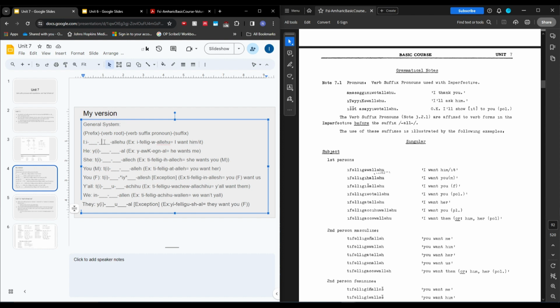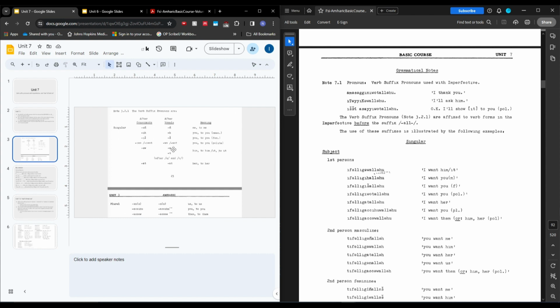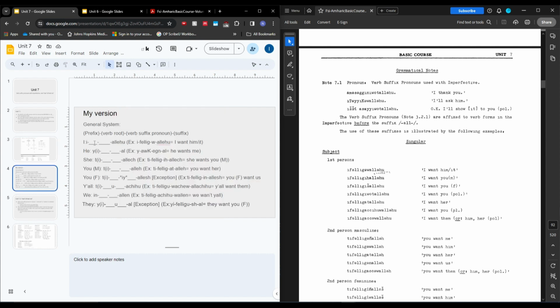So let's say you want to direct it to him. We would come over here and we would look for he, him. It's EW after consonants, W after vowels. And so it would be fellig au allo. Ifelligawallo. I'm not saying it like all at once, it would probably sound something more like ifelligwallo.